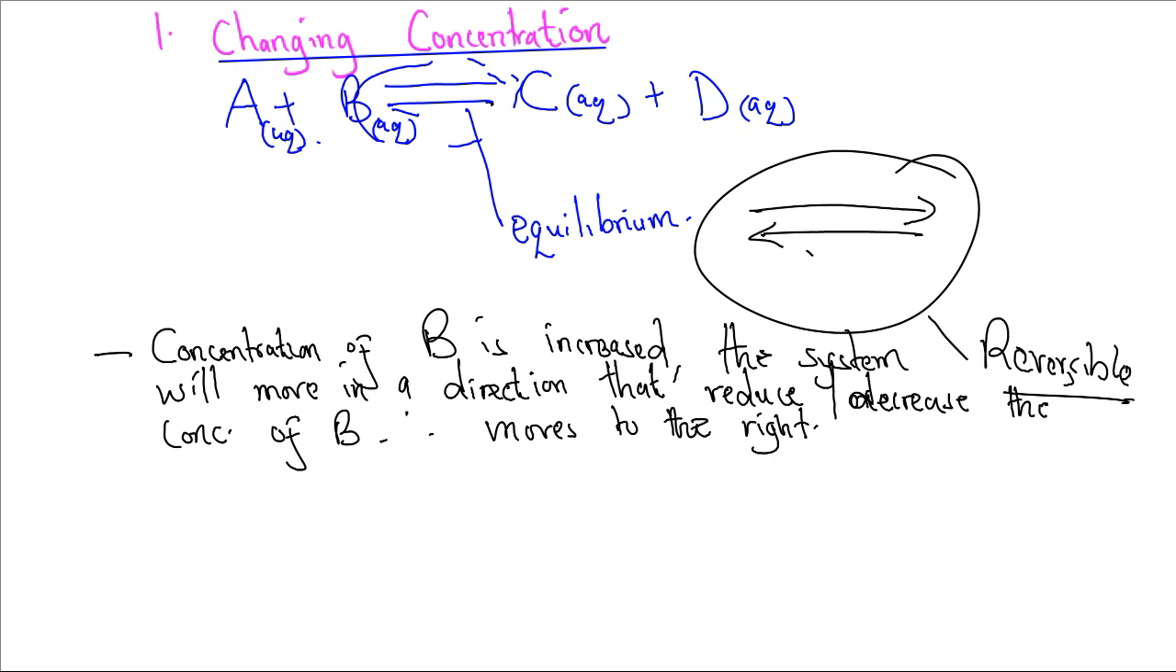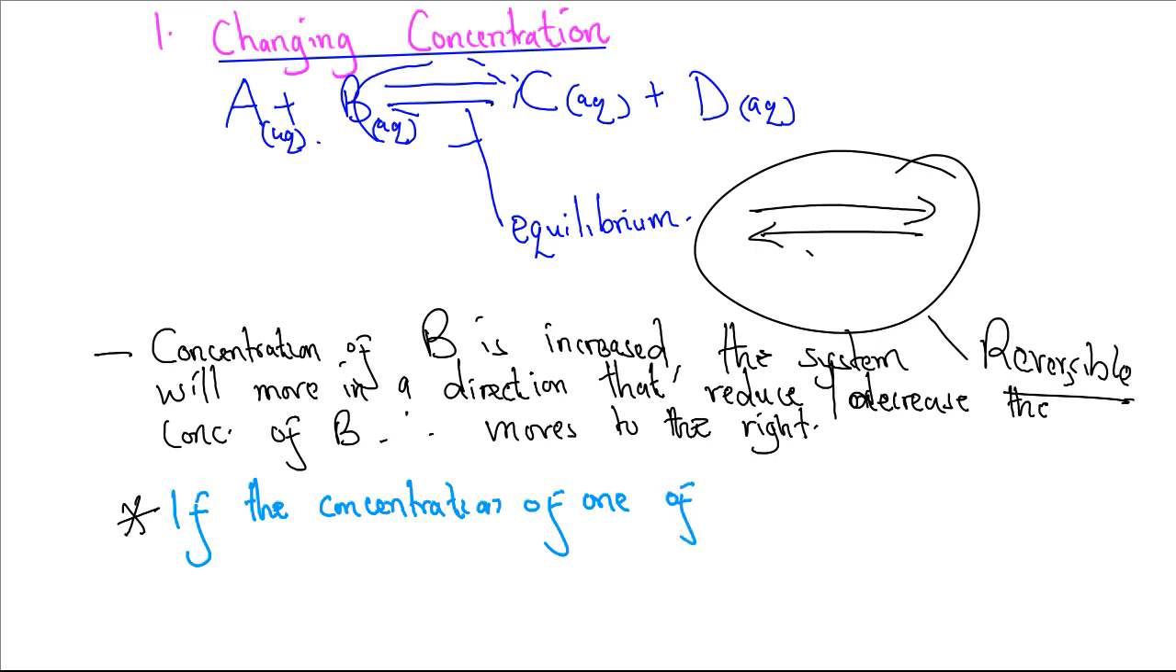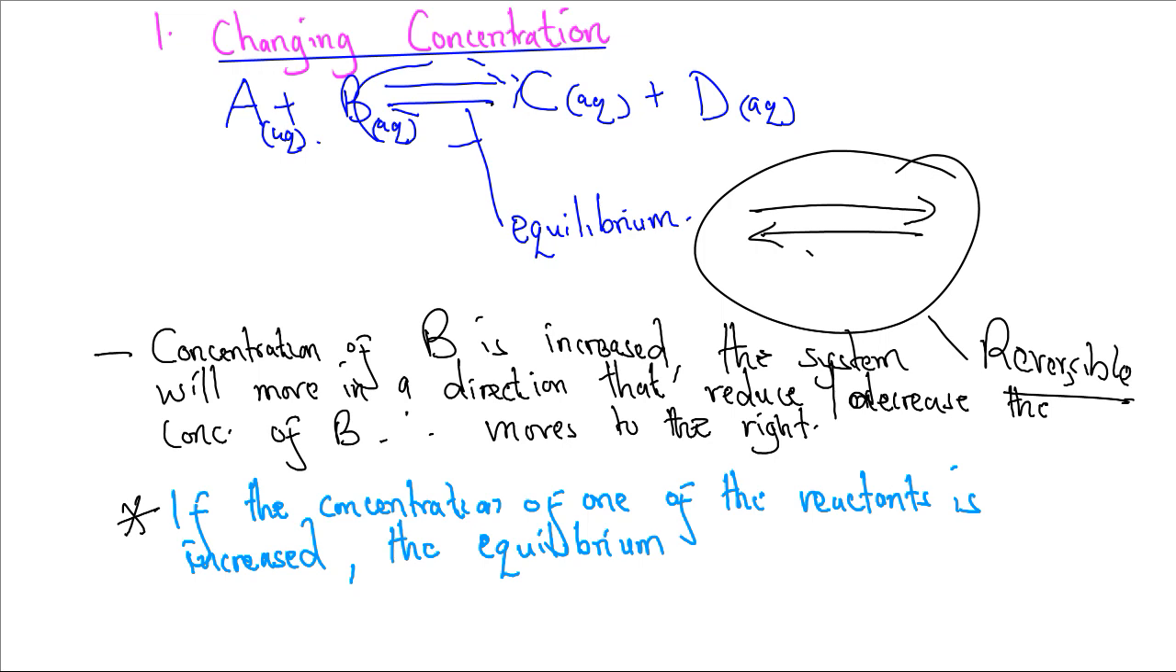It can be concluded that if the concentration of one of the reactants is increased, very important, then the equilibrium will shift to the right hand side, leading to a higher proportion of the products.